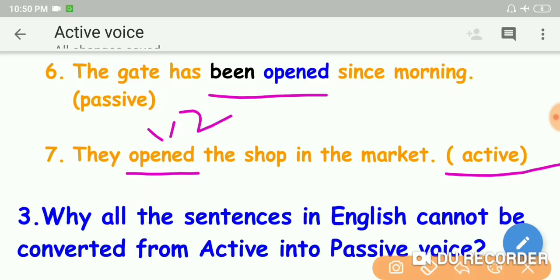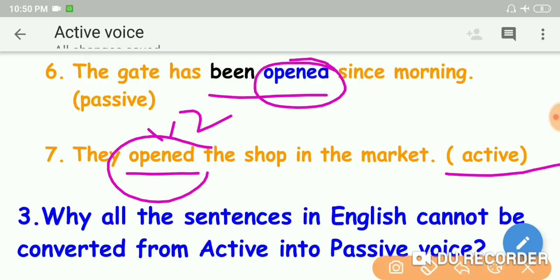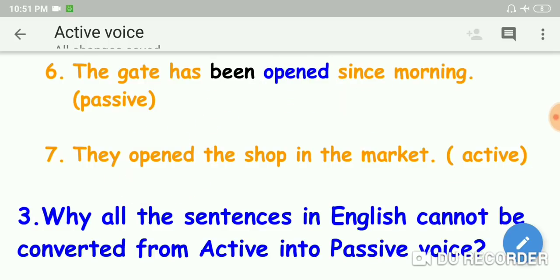My dear friends, you can ask, here also opened is there, and here also opened. So how can we call this V3 and this V2? Just because V3 always goes with the helping verbs, any one of the helping verbs. V2 doesn't take any helping verb. So that's why this is V2, this is V3. So if you want to frame a passive voice, we need one helping to be verb and one V3 form of the verb. Here we don't have both. That's why this is an active sentence, my dear friends.